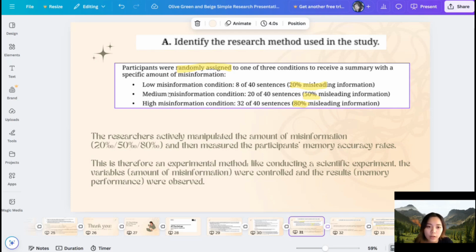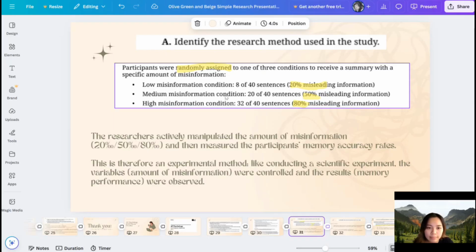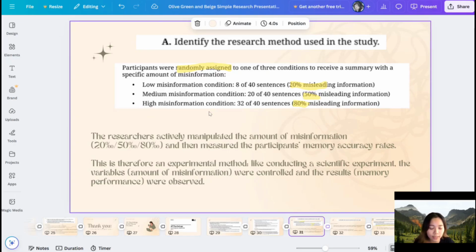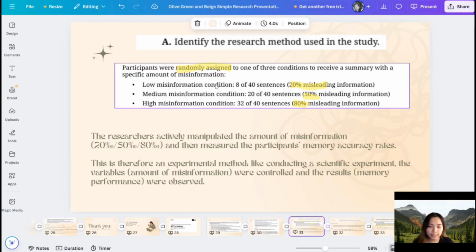The first one, low misinformation condition, 8 of 40 sentences, 20% misleading information. Median misinformation condition, 50% misleading information. High misinformation condition, 80% misleading information. Right? You got the percentage, which is the numbers, and you got the randomly assigned.